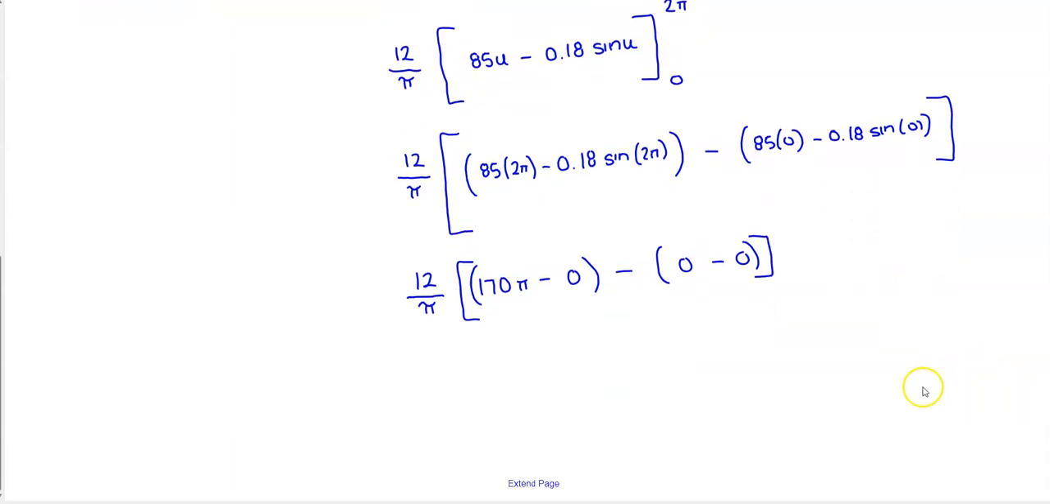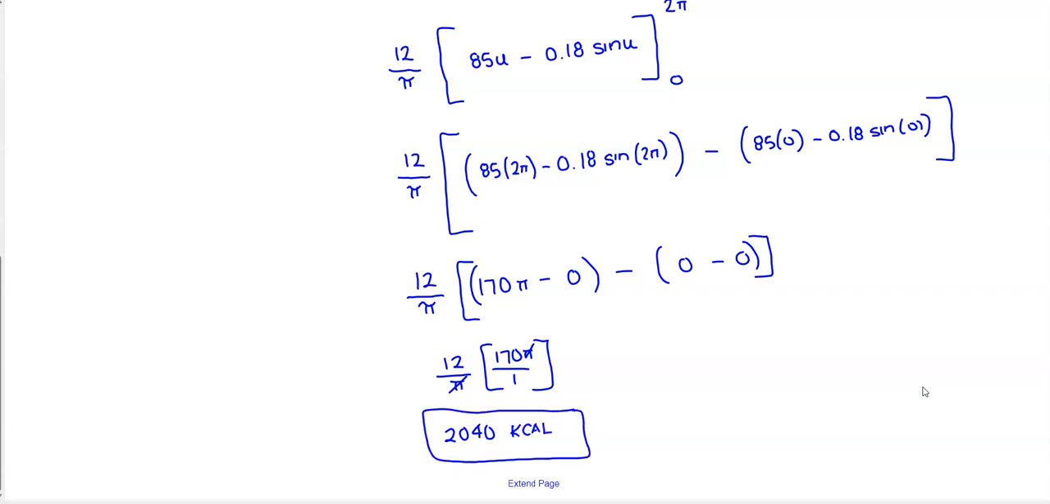And so what we have left is the following. We have 12 over pi times 170 pi, and that's over 1. So we can simplify the pi, and then 12 times 170 is going to give us 2040, and that would be 2040 calories. And there is our result.